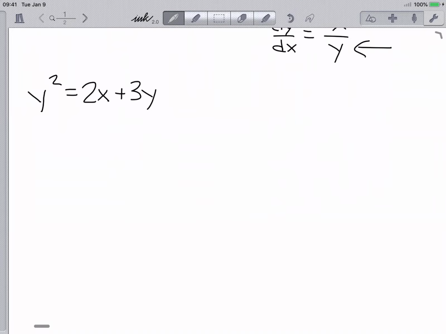So again, I'm going to take my derivative. Derivative of y squared is 2y. But since y is a function of x, chain rule says I have to multiply by the derivative of y with respect to x. Then the derivative of the right side is simply 2 plus 3 times dy/dx. So again, anytime I take the derivative of something with a y, I will end up with that dy/dx.